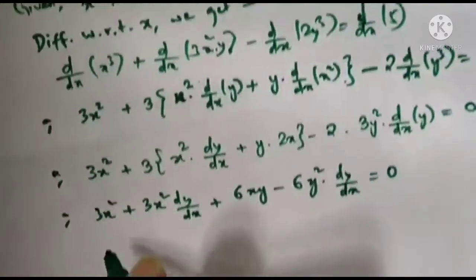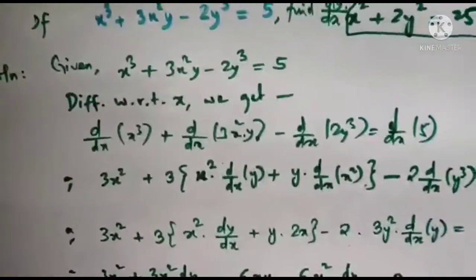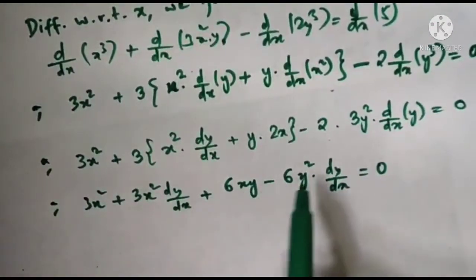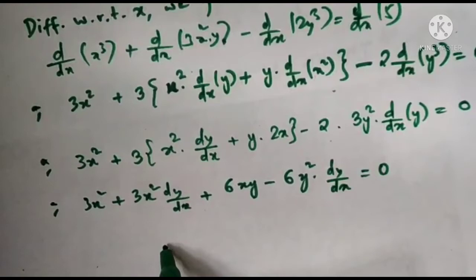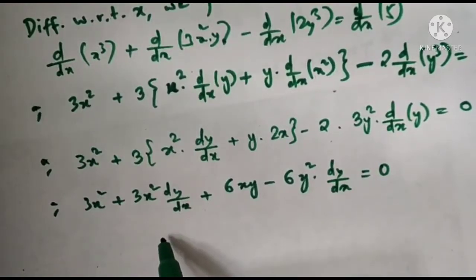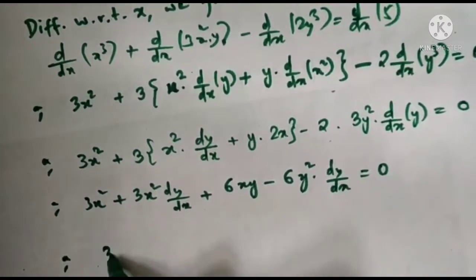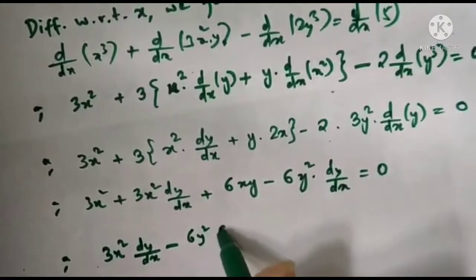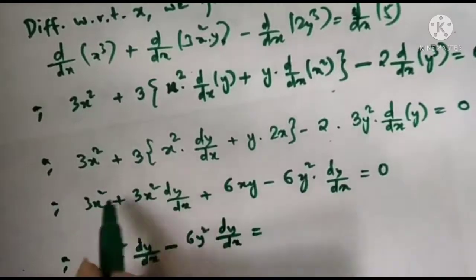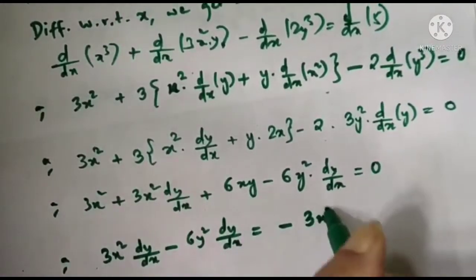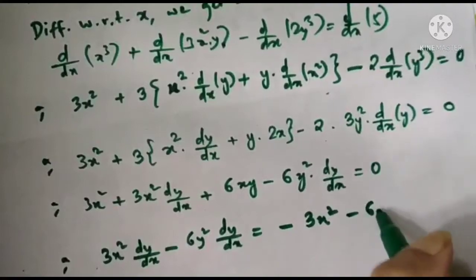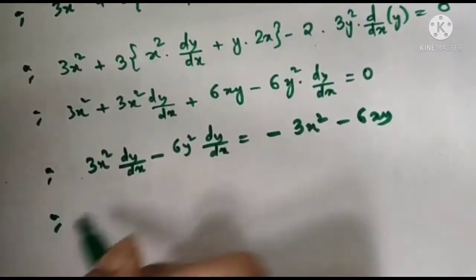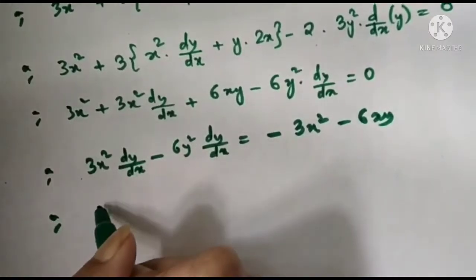Correct? Now your task is to find dy by dx. The question says find dy by dx. So what I'm going to do is keep the terms containing dy by dx on the left hand side and take the remaining terms to the right hand side. So here I will have 3x square dy by dx minus 6y square dy by dx equals minus 3x square minus 6xy. Got that? Our next step is to take dy by dx common. So what will you get?